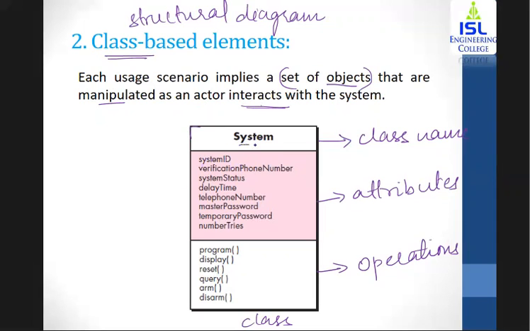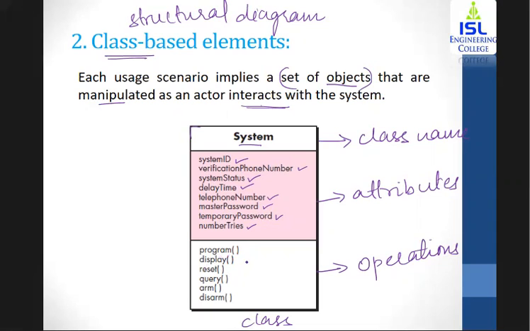Let's see an example for system. Now the system is your class name. Now for the system, you're going to have a system ID, that each system is going to have a unique identification number. Now you might have a verification phone number that is given with the system. The status of the system. Is there any delay time? Telephone numbers. Is there a master password? Temporary password? Number of tries that can be given for a wrong password that has to be entered. So these are the different attributes that are defining the particular system.